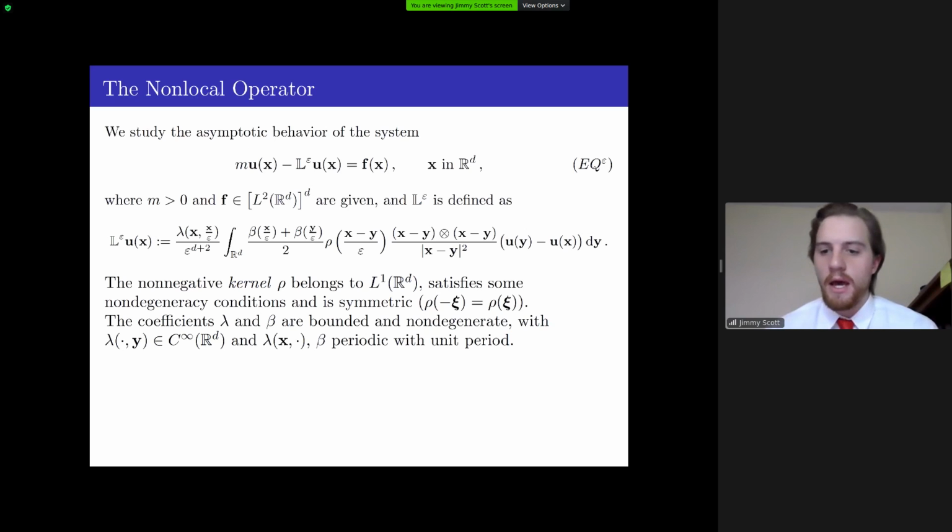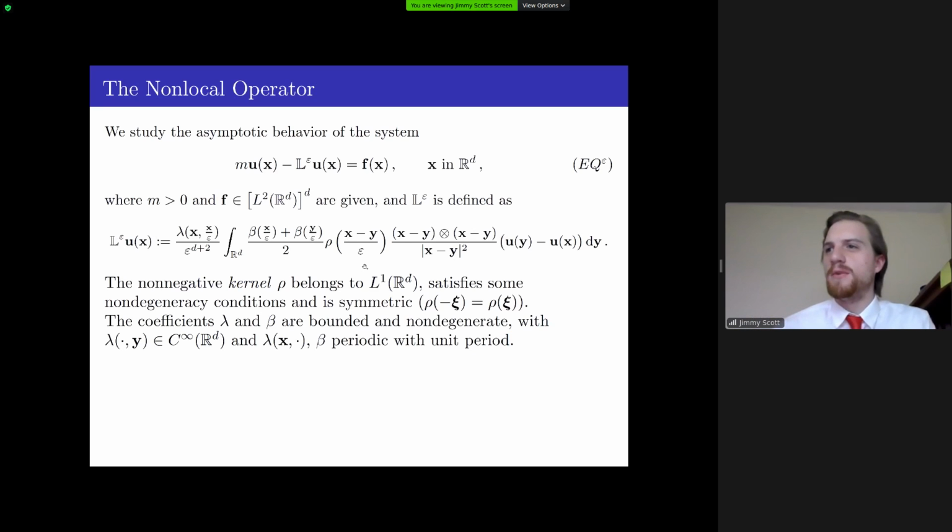We consider, if your external load is in L2, what happens to the system as epsilon goes to 0. And so the L epsilon is a rewriting of the motivational formulation that I had on the previous slides. And so we're interested in seeing what happens, what's the effective behavior of this system.